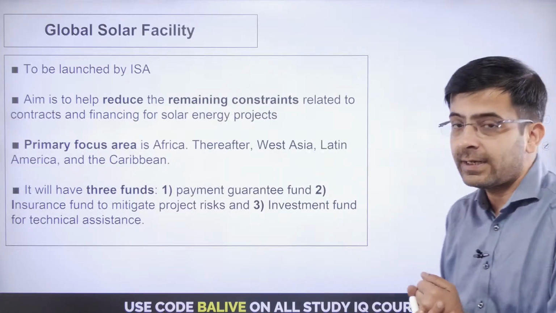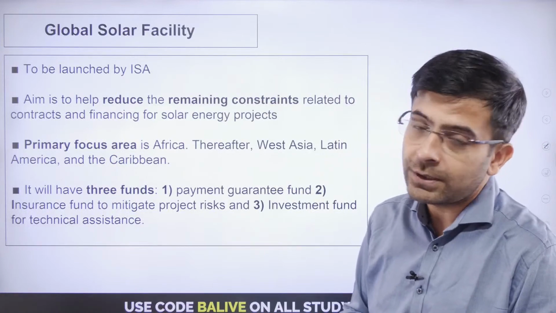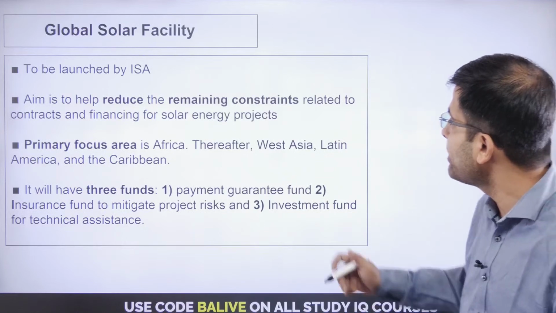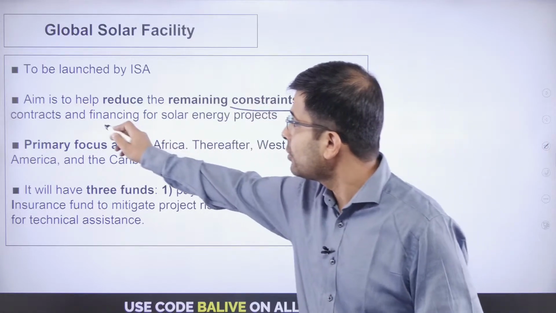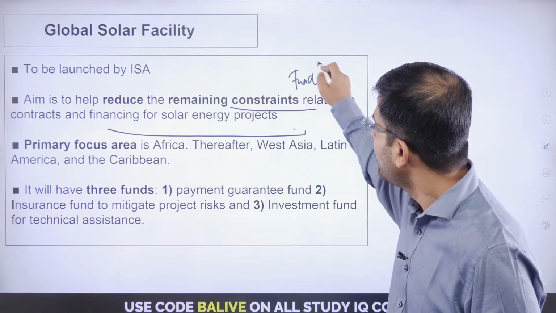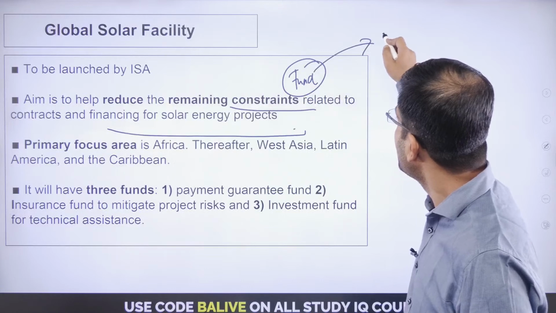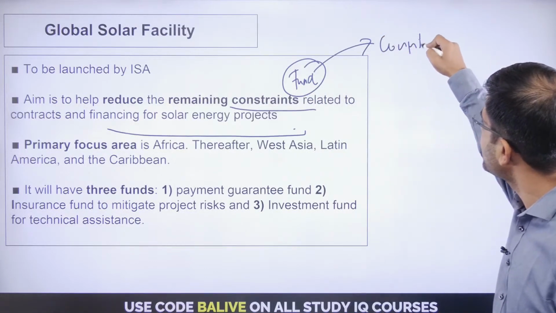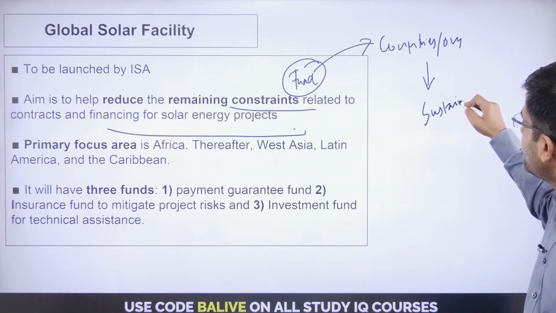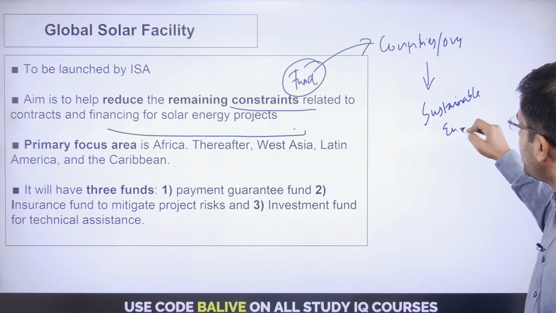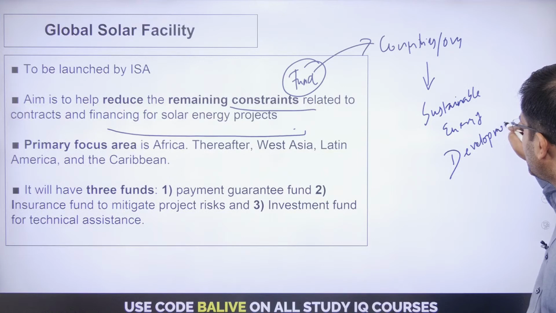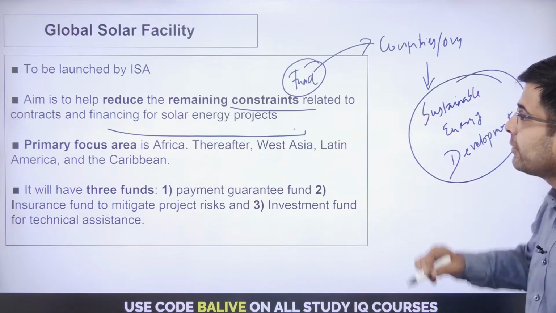The Global Solar Facility. Now this is also going to be launched by the International Solar Alliance, in this very meeting that's going to happen. The aim is to help reduce the remaining constraints related to contract and financing for solar energy projects. So it's essentially like a fund. They are going to give money to those countries or organizations that are engaging in sustainable energy development. So if you are facing any particular financing issue, this is like a fund that is going to give you the money.